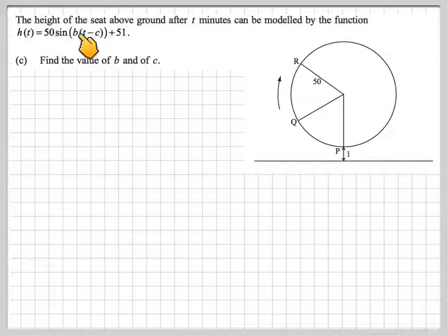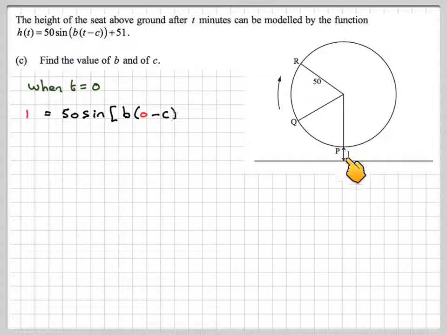Right, the height of the seat above the ground after t minutes can be modelled by the function h of t is equal to 50 sine bracket b brackets t minus c brackets plus 51. Find the values of b and c. Because we've got 2 unknowns, we need to use 2 bits of information. First of all, obvious one to take is when t is equal to 0, the height is 1, because it's that distance. So 1 will be 50 sine brackets b brackets 0 minus c close brackets plus 51.